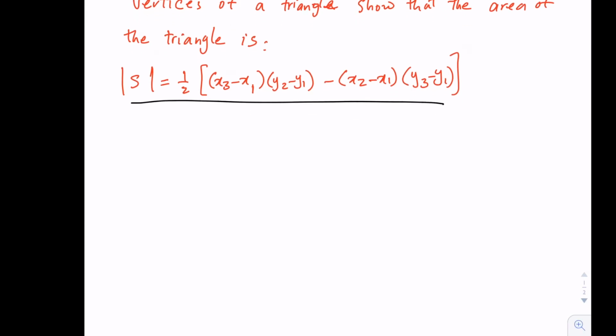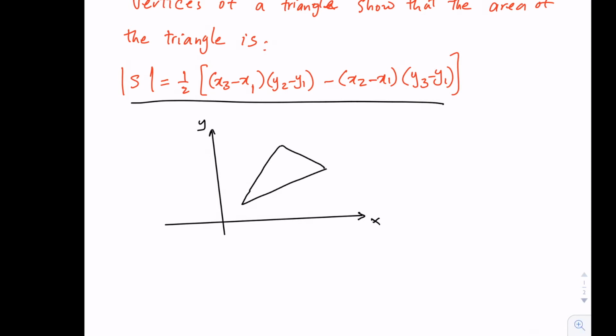Let's draw an arbitrary triangle on the xy axis. So this is the x-axis, this is the y-axis, and let's have a triangle like this. And this vertex is (x1, y1). This is (x2, y2). And this is (x3, y3).